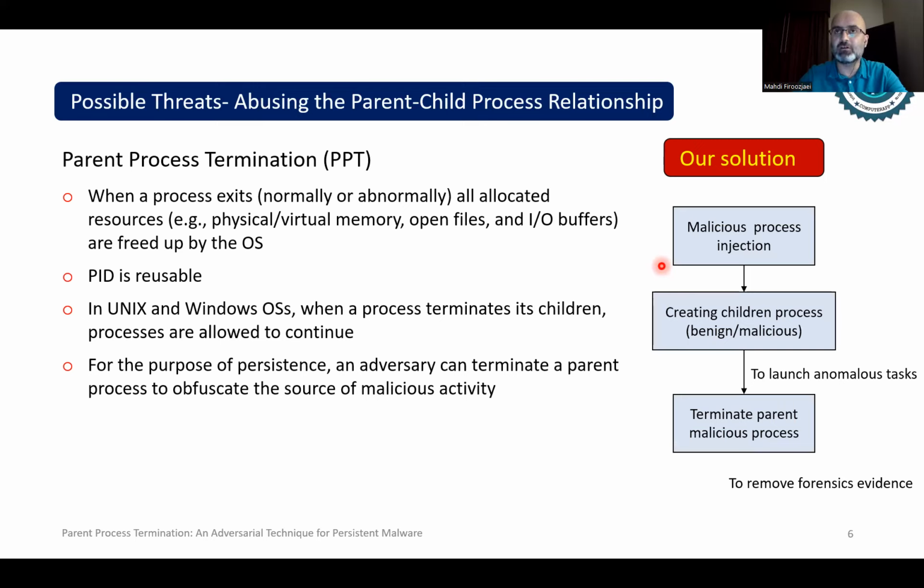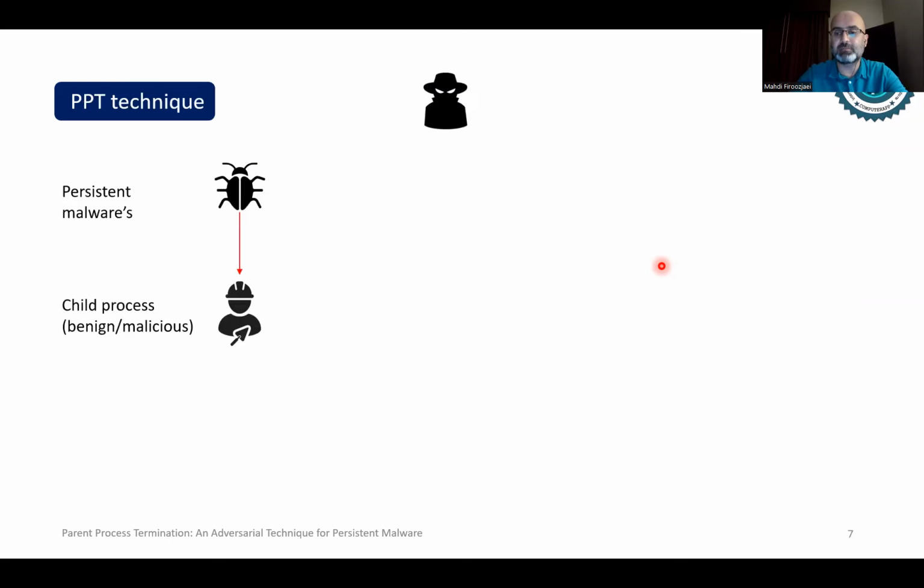So the main idea in our work is that first, we run a malware and make some malicious process in the OS kernel. That malicious process creates some children processes, maybe benign or maybe malicious, and those children processes carry out some malicious activities. While the children processes are doing those malicious operations, the parent process terminates. This is the main idea we used to make our malware a persistent malware.